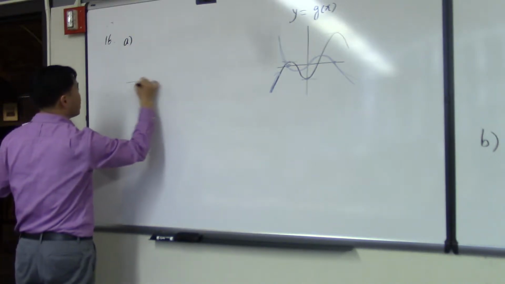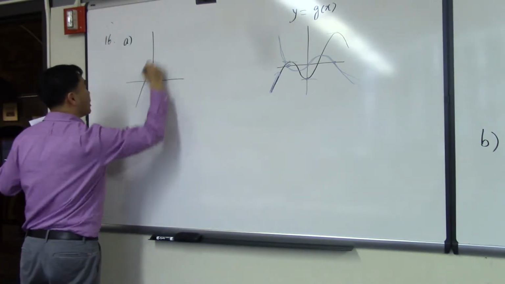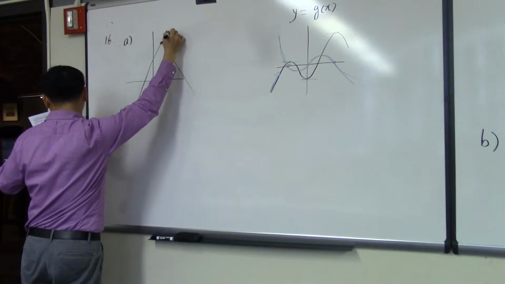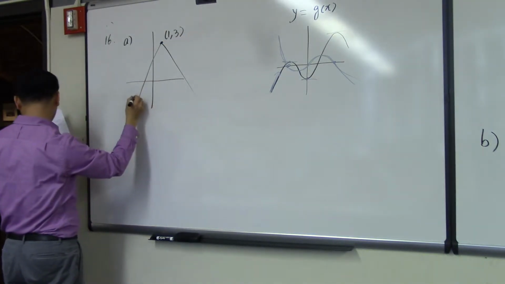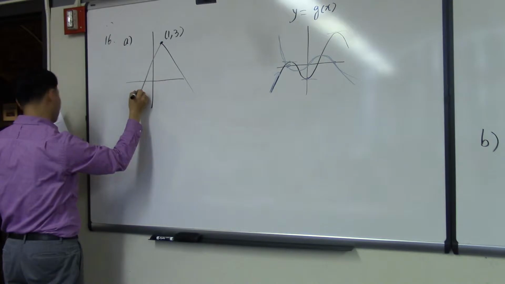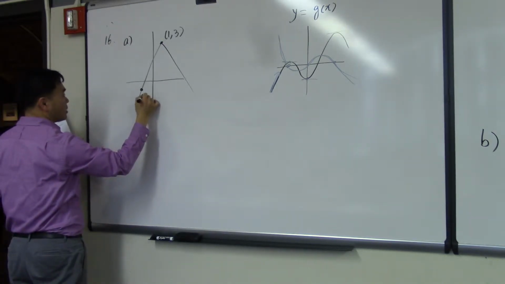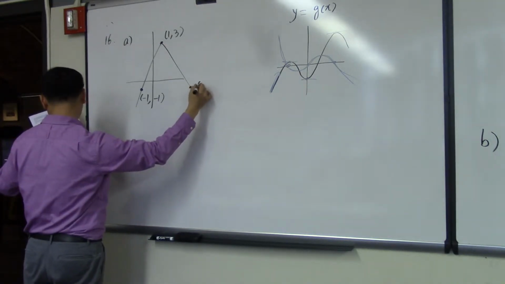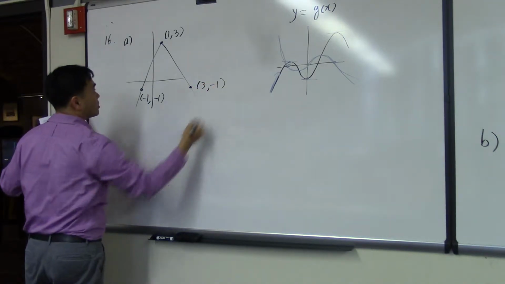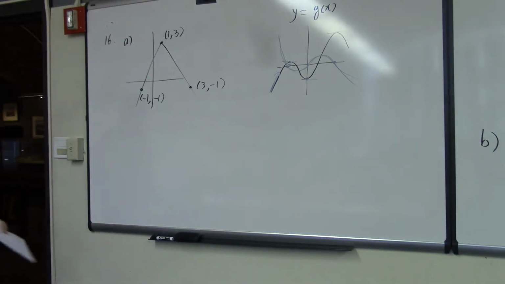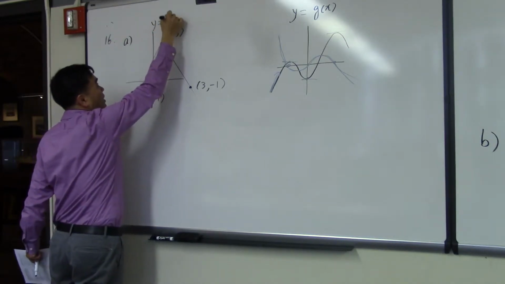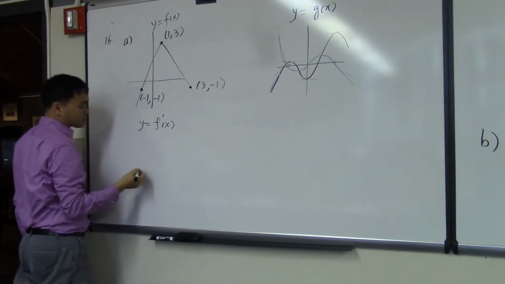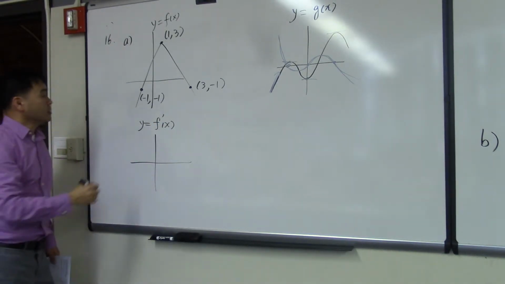So in the first case, you have a graph which goes up and down. This point here is given as (1, 3). And there's a point here that passes through, this is actually (-1, -1). And it also passes through another point, which is (3, -1). If this is the graph of y equals f of x, the question is, what is the graph of y equals f prime of x?